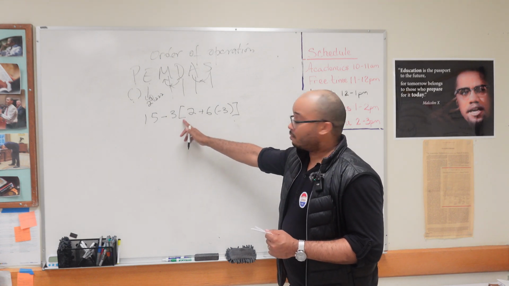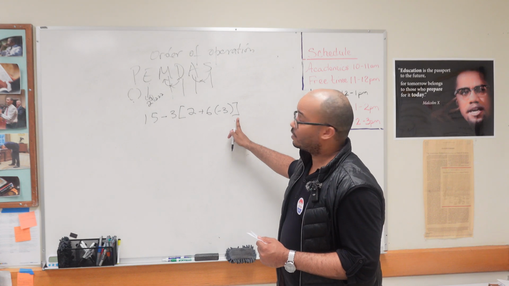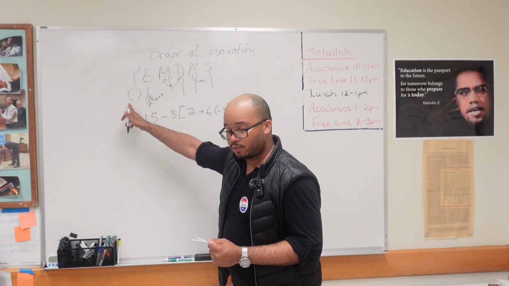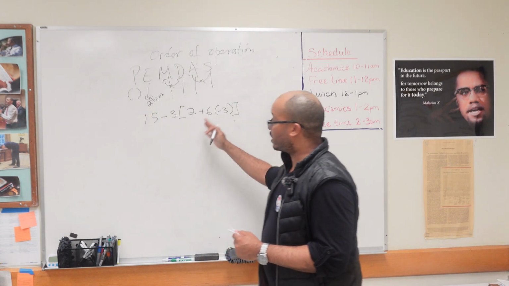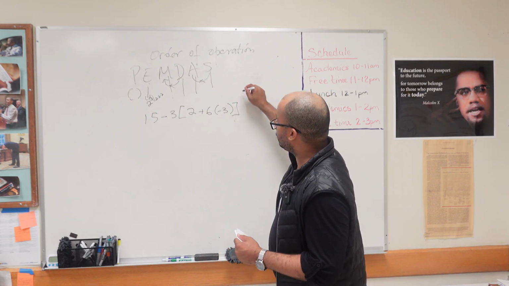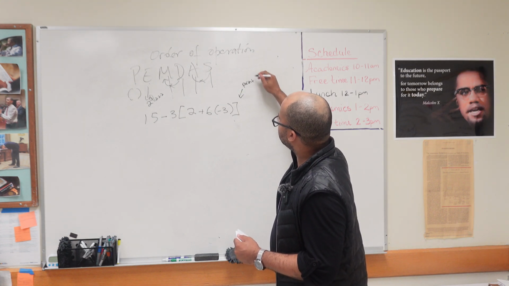But sometimes you see these things here. These are called brackets. When we talk about doing parentheses first, that includes brackets. And that's why some kids might get this wrong. But you have to just treat the brackets basically like parentheses.